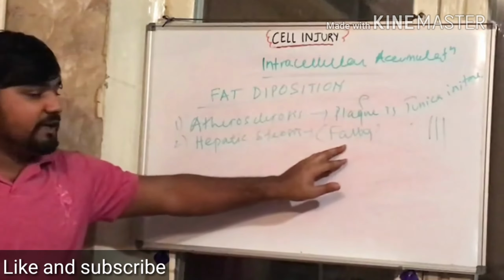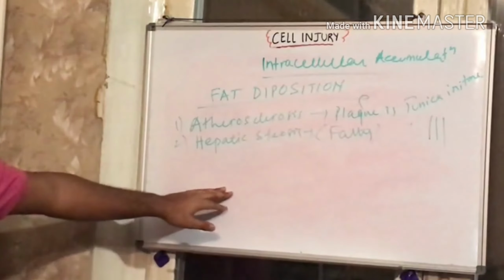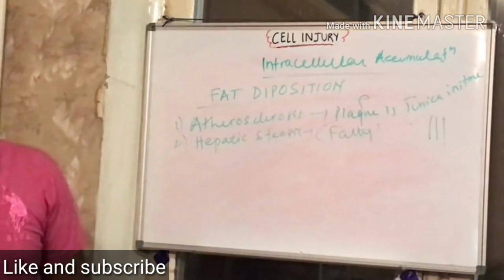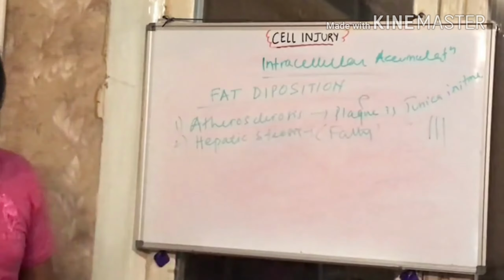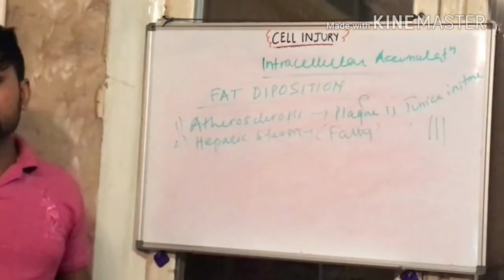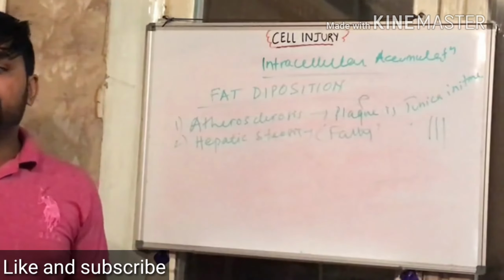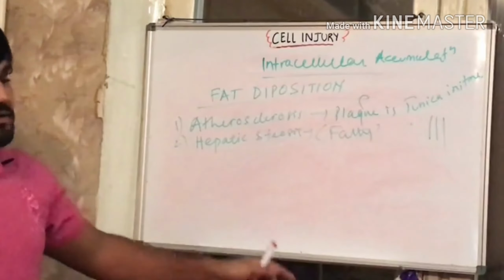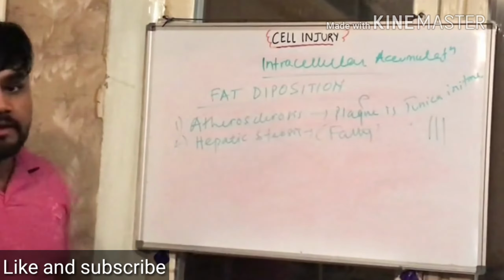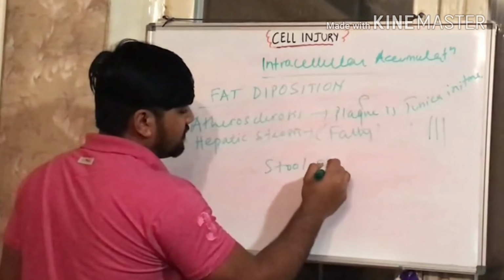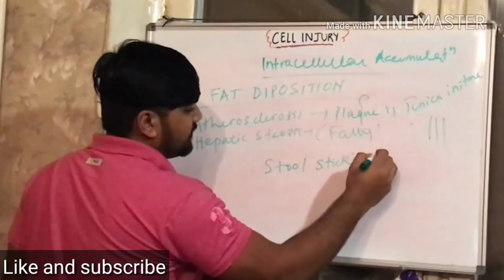Now, hepatic steatosis, fatty liver. How can you detect that you are suffering from fatty liver? It is very simple. After defecation, you will see that your stool is sticking in the pan. Stool sticking in the pan is a classical symptom of hepatic steatosis. You can even write it: stool sticking in the pan.